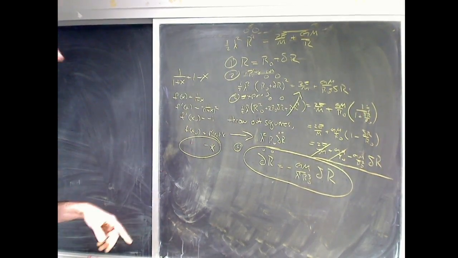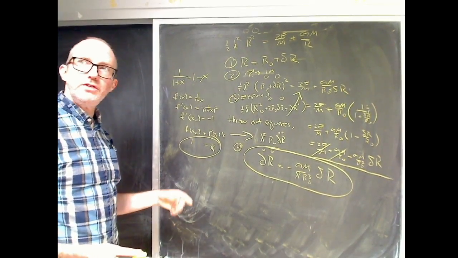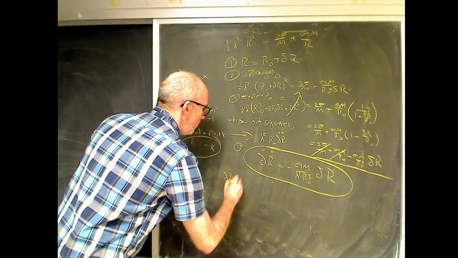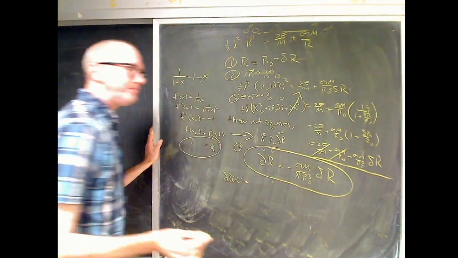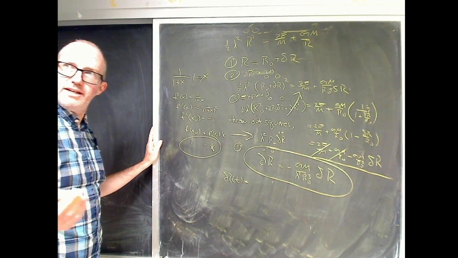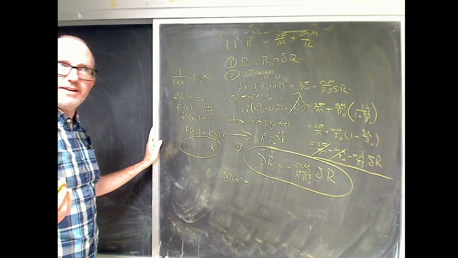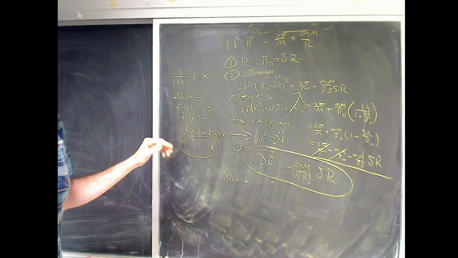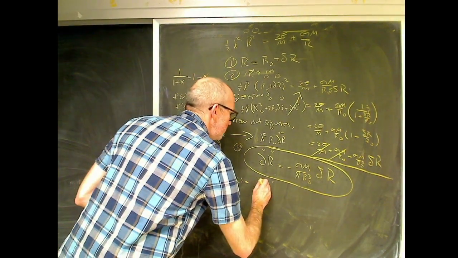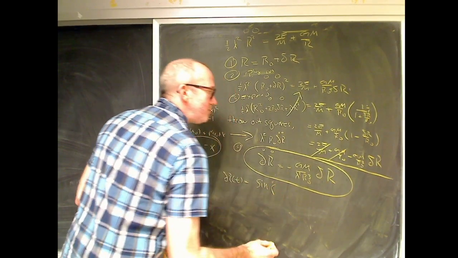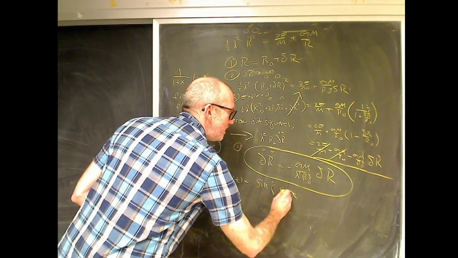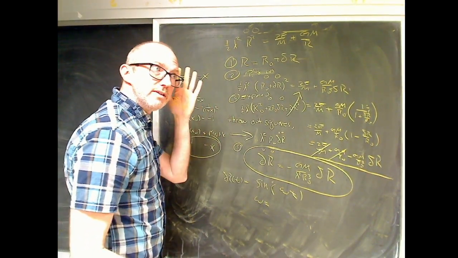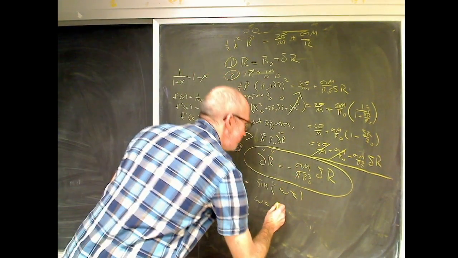This is a differential equation that everybody can solve in your head, right? So what is it? So delta r of t equals what? This is sines and cosines. Sine of what? Omega t. What's omega? Square root of this stuff.